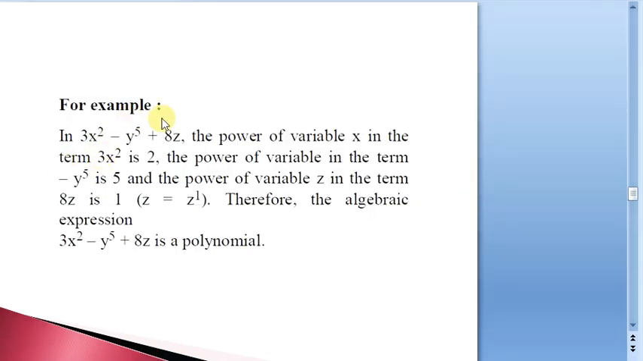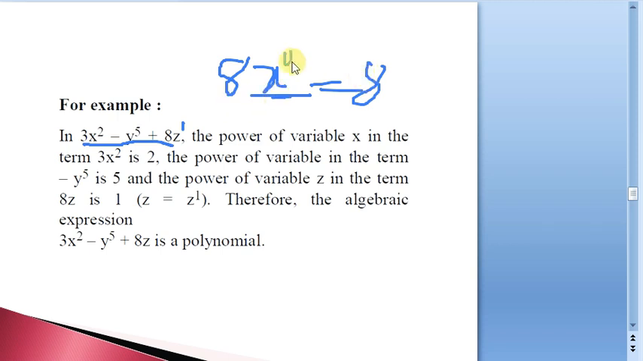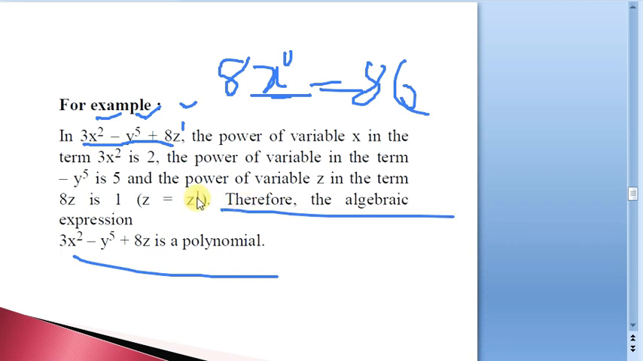See the same example, just I have taken words here. 3x square minus y power 4 plus 5z. How many variables are involved? x is a variable, y is a variable, z is a variable. Whenever you see a variable with nothing written, just keep 1 as the power. Whenever you see a constant, just multiply with the variable power 0, because anything power 0 will be 1. And 1 into 8 will be 8 only. Whether you write 8 or 8x power 0, it is the same. Now see, all these powers, 2, 5, 1. Are they whole numbers? Yes. Whole numbers are 0, 1, 2 and so on. So it is going to be a polynomial. That is how you justify the definition of a polynomial.